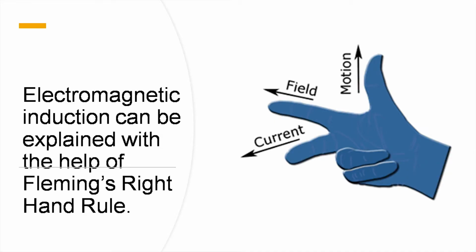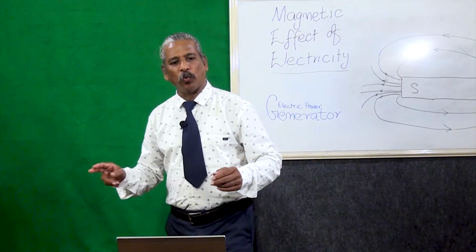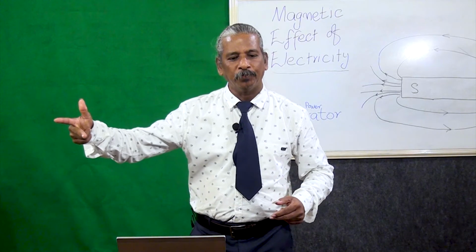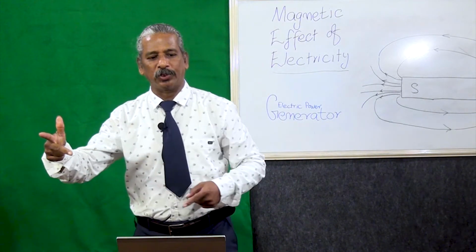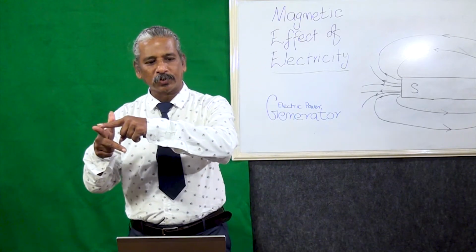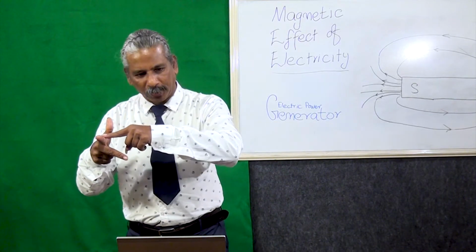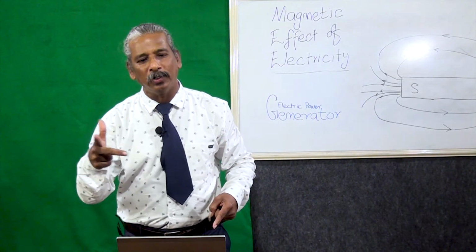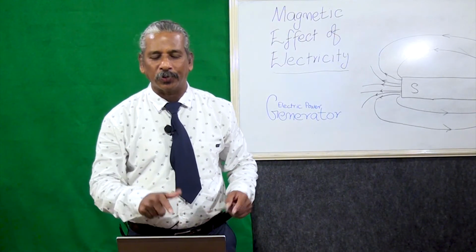Electromagnetic induction can be explained with the help of Fleming's right-hand rule. If the right hand is stretched in a way that the index finger, middle finger, and thumb are held perpendicular to each other, then the thumb shows the direction of the movement of the conductor, the index finger shows the direction of the magnetic field, and the middle finger shows the direction of the induced current in the conductor. That is the thumb rule.